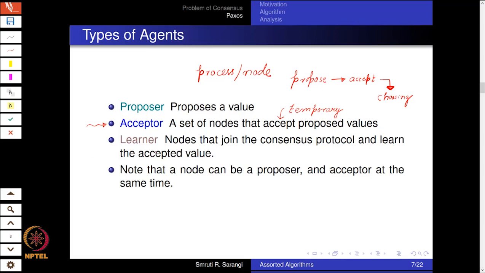Then we have a learner. Learners are nodes that join the consensus protocol late and they want to learn the value that has been chosen, right? They want to learn the value that has been accepted by everybody. Note that a node can be a proposer or an acceptor at the same time. It's not that we have designated nodes that are proposers and designated nodes that are acceptors.